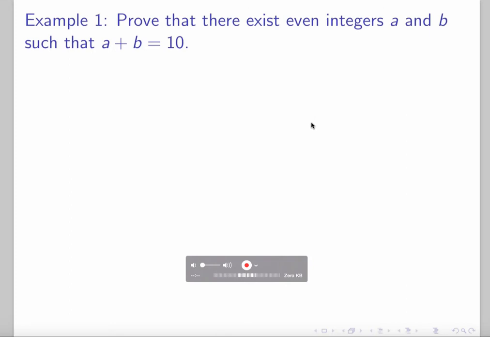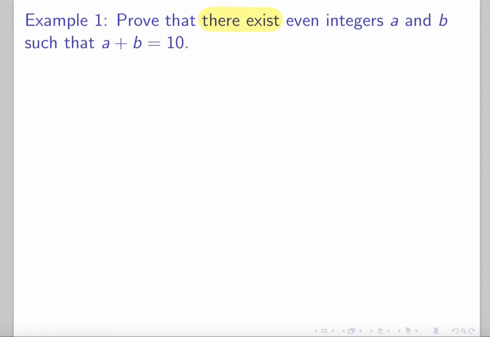So in our first example, we're asked to prove that there exist even integers a and b such that a plus b equals 10. So if you notice, we're asked to just prove something exists. We're not supposed to prove that it's true all the time, but just that it's true in an instance, right? There exists means that it's true at least once. So when we want to prove something exists, all we have to do is give an example.